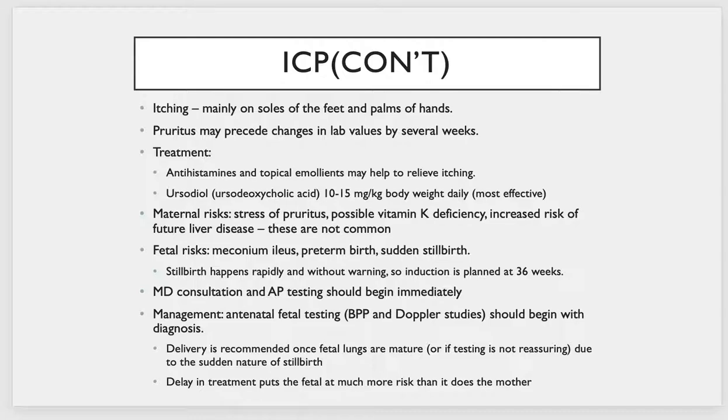But the big one, the really big one, is the fetal risk. Preterm birth, meconium ileus, but the sudden stillbirth. And the thing that's scary about this is that stillbirth can happen rapidly and without any warning. Like, you can have a baby that looks really good on the monitor, and an hour or 2 later, be gone. So it's rapidly and without warning, like I said, you can have a reactive NST and 2 hours later your baby is gone. So we usually will induce these babies by 36 weeks when we have a mom with ICP.